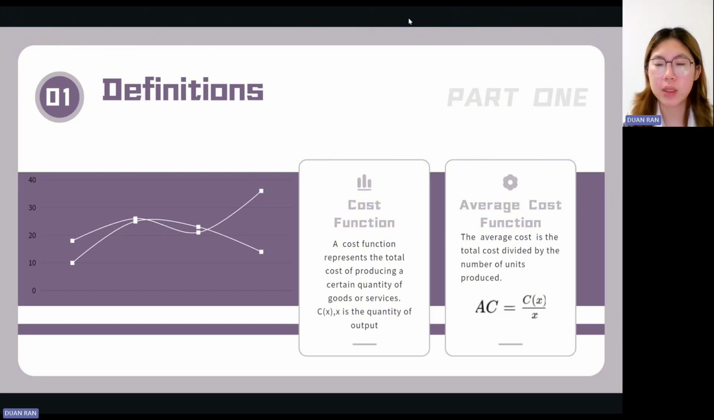Number two is average cost function. The average cost function is the total cost divided by the number of units produced. And we can see the formula here. The derivative of the average cost function helps to determine how average costs change with changes in output, and it's often used to find the optimal production level where average costs are minimized.